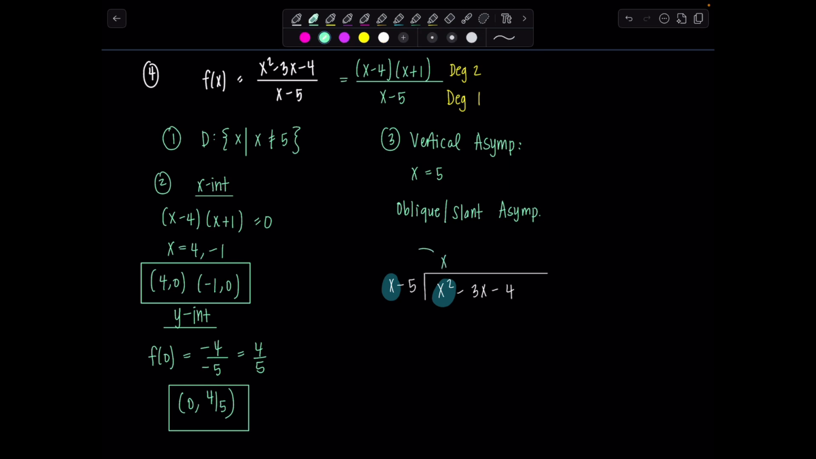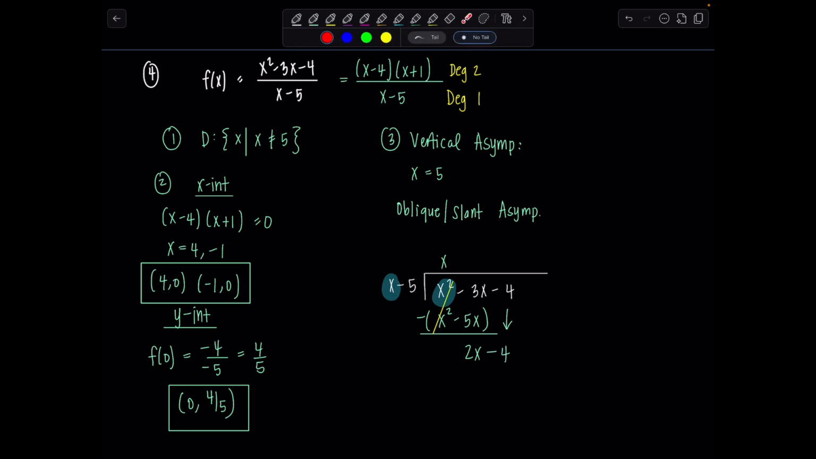X, good. Then you multiply that through. I'm going to go quickly. If you don't remember how to do it, just go watch the video. It's not long. x squared cancels, and then negative 3x minus negative 5x is going to be 2x, and then bring down the negative 4. Then we repeat.